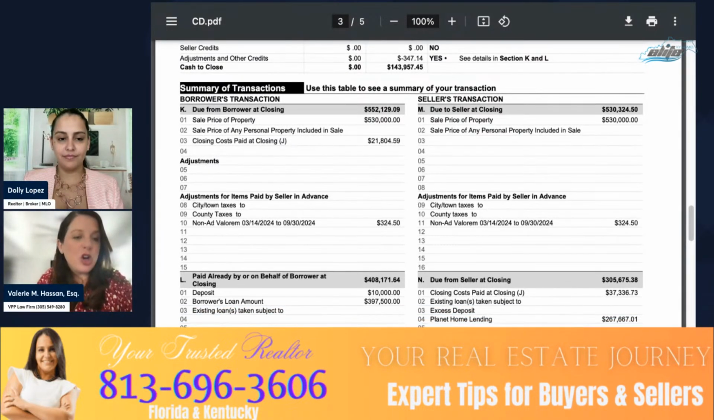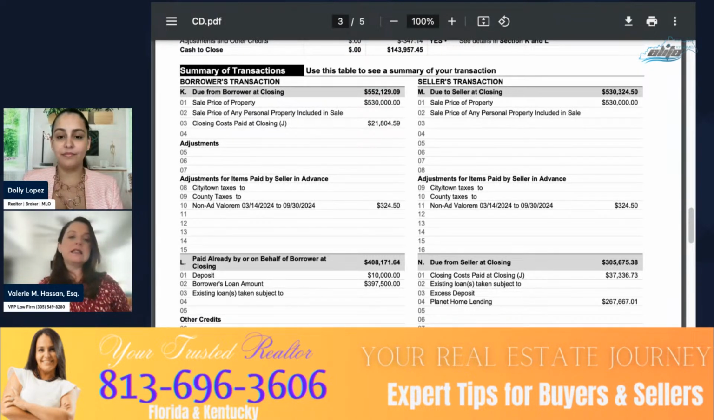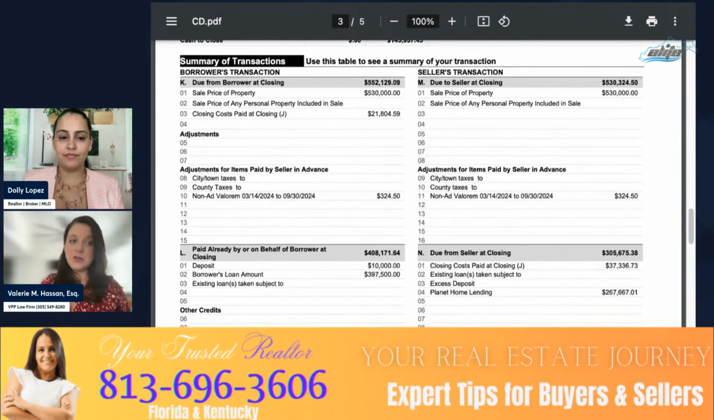But what this page also shows you, which is very important for not only buyer but also seller, is that it lets us know the prorations for the taxes, right?